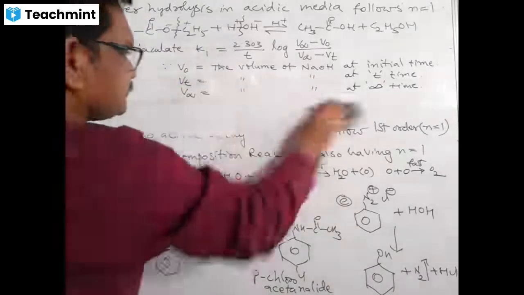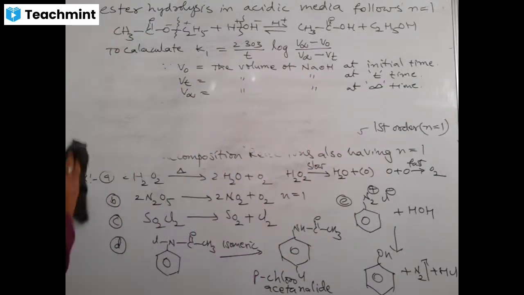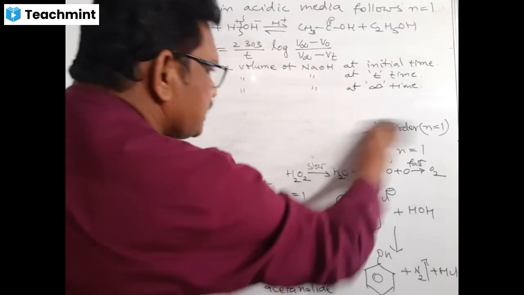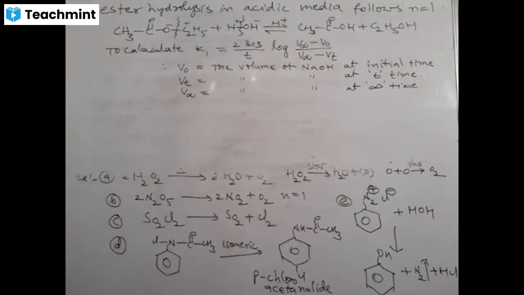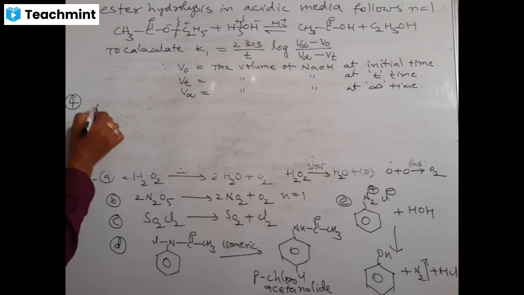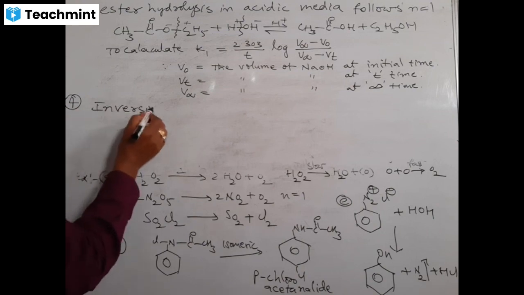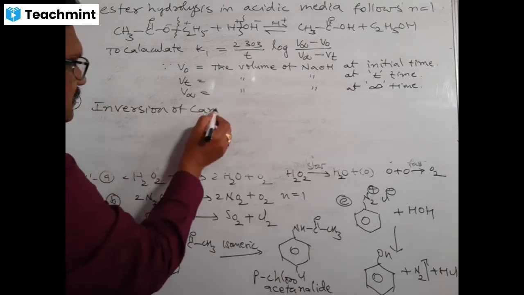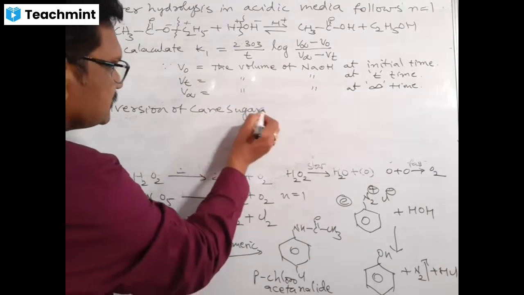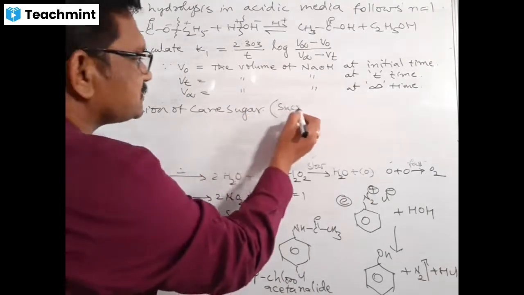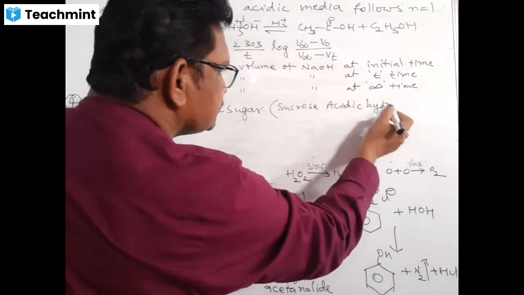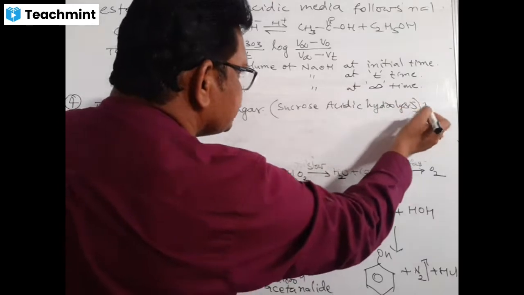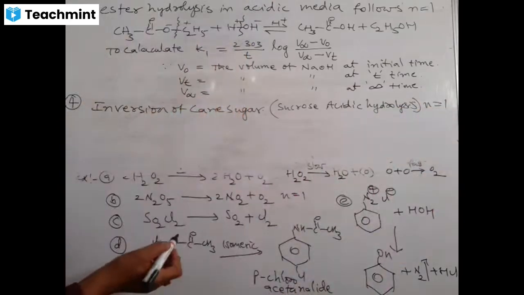Then the last one, what is that? Sucrose hydrolysis in presence of acidic media. That is also called inversion of cane sugar. Fourth one, the last example for first order, inversion of cane sugar. This is also called sucrose acidic hydrolysis. You remember these 2 points. It follows first order, that's all. Simply n is equal to 1.